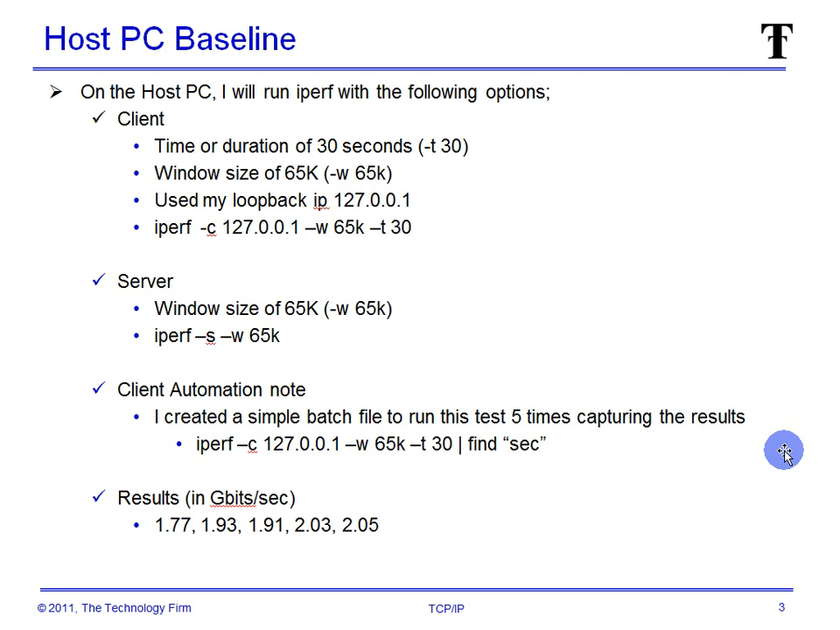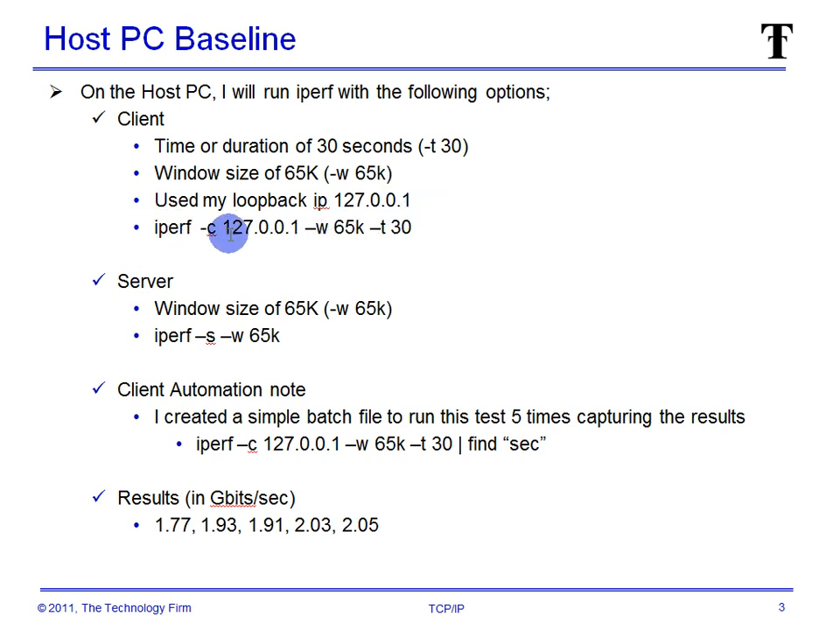In the host PC, the first test I'm going to do, a little baseline, I'm going to just open up 2 command prompts within my PC, no virtual machine, no nothing. And a few things. Number one, I'd like the test to be 30 seconds. The default for iperf is 10, so I want to bump it up to 30. The window size, 65K, again the default is 8 and could be as low as 1 depending on your OS. And I've used my loopback IP.